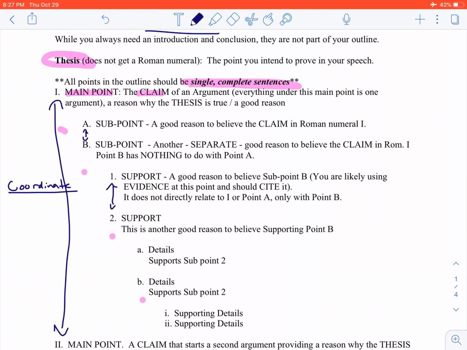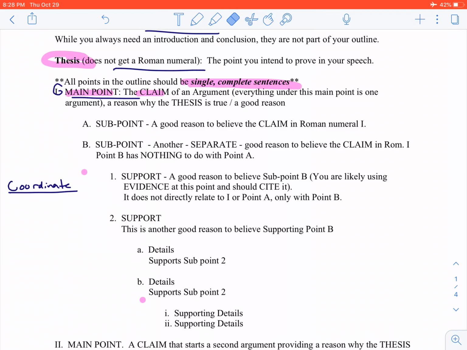So, in this sense, Roman numeral 1 and Roman numeral 2 are both independent answers for why we should believe the thesis. In the same way, subpoint A and subpoint B are both independent reasons for why we should believe main point 1. Right? And in that sense, they're all coordinate. Let me clean that up a little bit now.